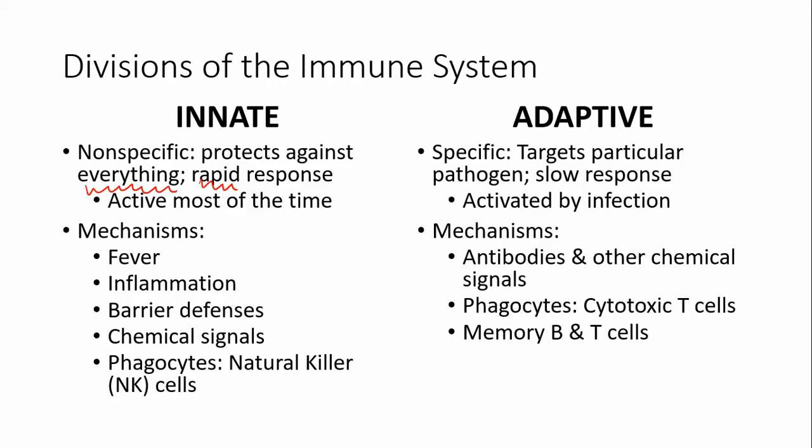You only need to know the name, because I thought the name would be cool. Then, the adaptive immune system, though, is specific. It targets a particular pathogen, and because it has to be tailored to that pathogen, it has a slow response. It is not active all the time, it is activated by the infection. And while the innate immune system can act in the range of minutes, the adaptive immune system can take days. How does the adaptive immune system work? Well, a large part of that immunity is dependent on antibodies and other chemical signals. There are some phagocytes involved, cytotoxic T cells, and there are memory B and T cells as well, which we'll talk about towards the end.